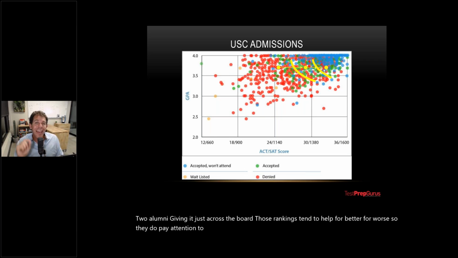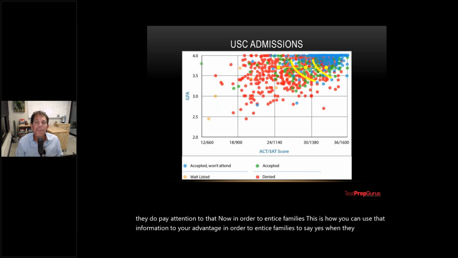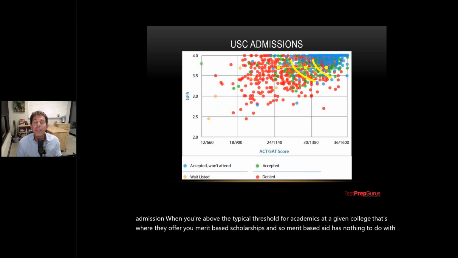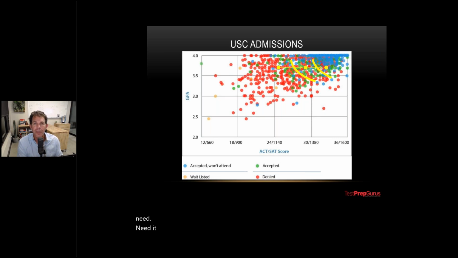Now, this is how you can use that information to your advantage. In order to entice families to say yes when they offer admission, when you're above the typical threshold for academics at a given college, that's where they offer you merit-based scholarships. And so merit-based aid has nothing to do with need. Need-based scholarships are completely independent.